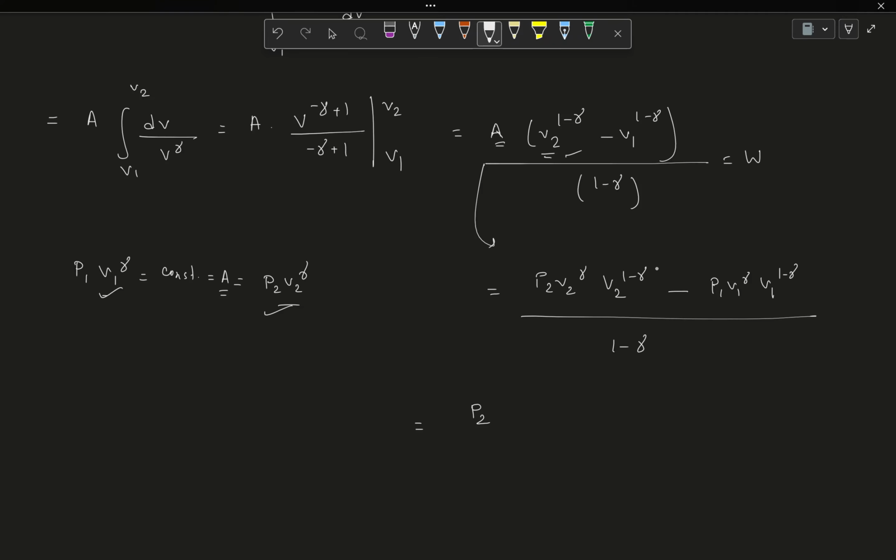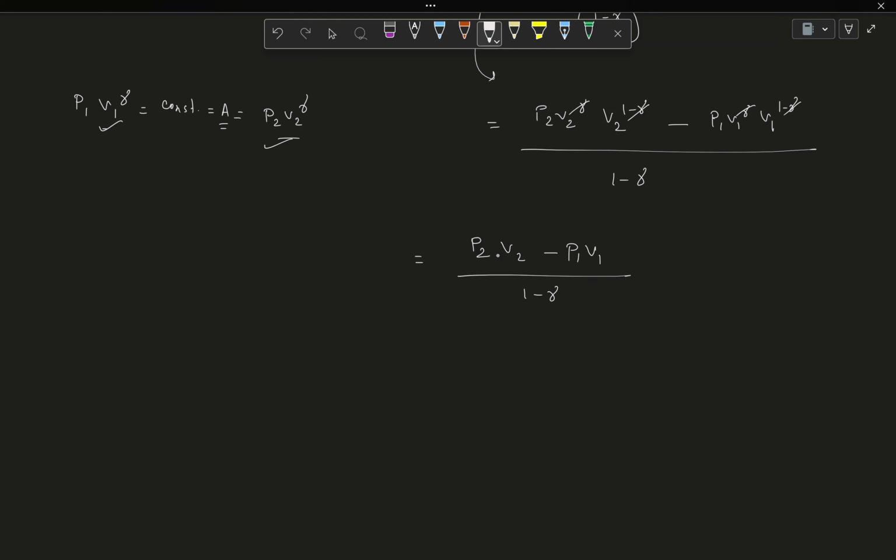So this gamma and minus gamma cancel out, giving you only V2. So this is P2 V2 minus V1 to the power gamma plus 1 minus gamma. So this gamma and gamma also cancel out, giving you P1 V1 divided by 1 minus gamma as it is. Okay. So now you see you have simplified it a lot, that you now do not have these gamma terms, but there is one problem still left, that you do not know the value of V2.